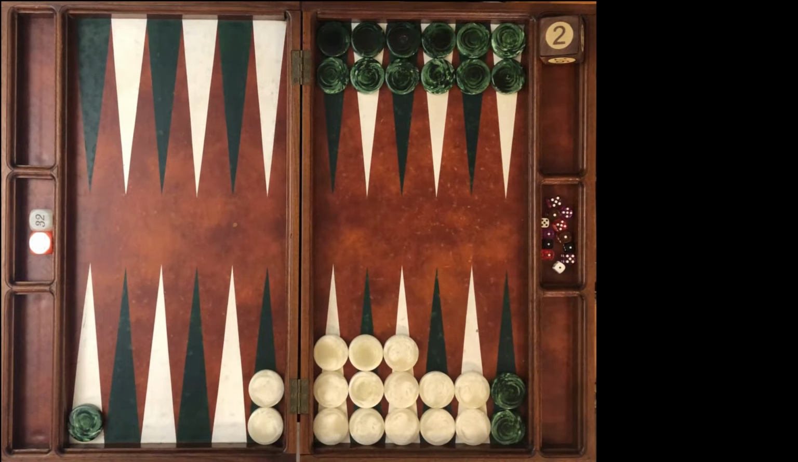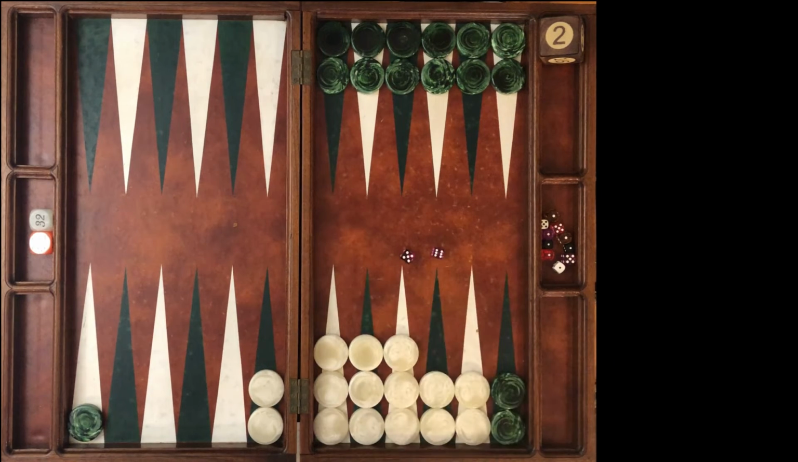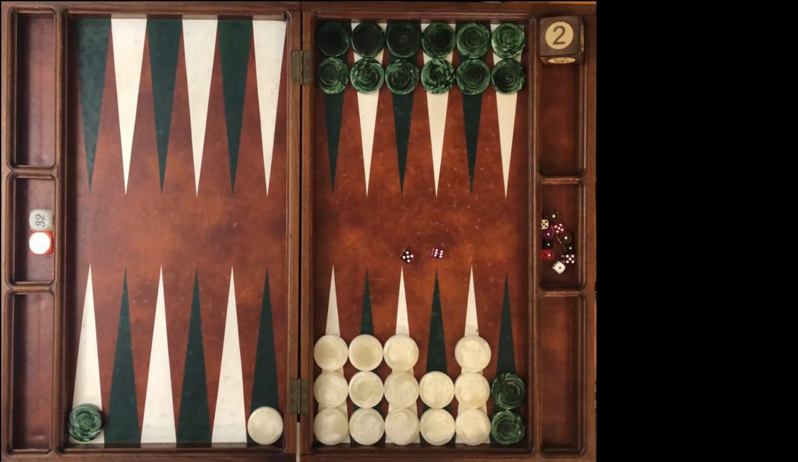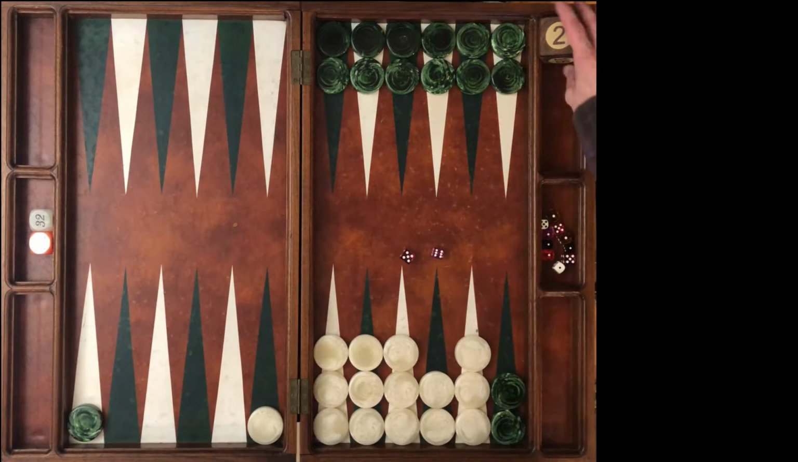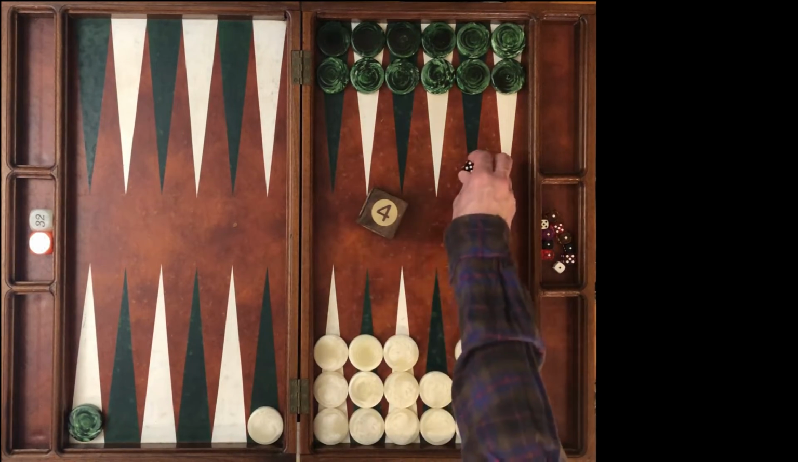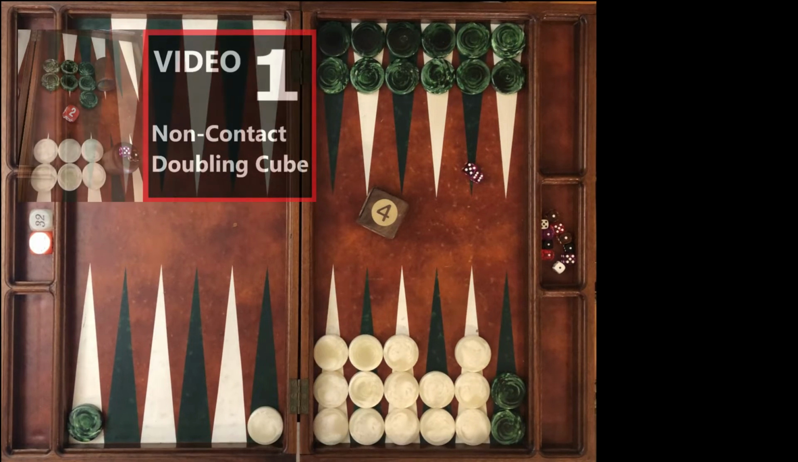But we roll 5-6. And now, we don't have a 6, and the 5 is forced. Now we leave a shot. Our opponent decides to recube us. Do we take? Now our first starting point for these decisions is what we learned in this video here.